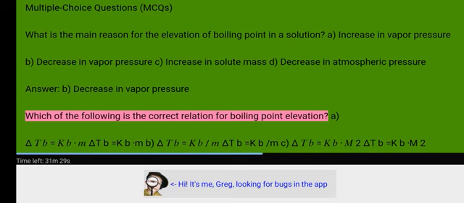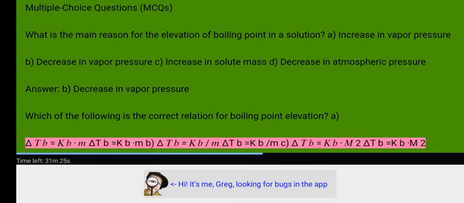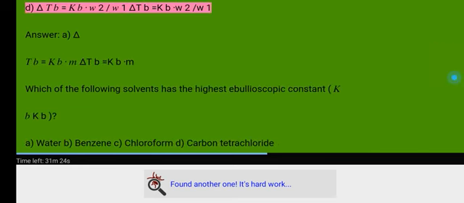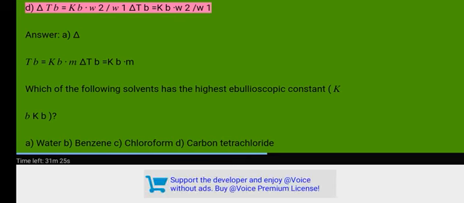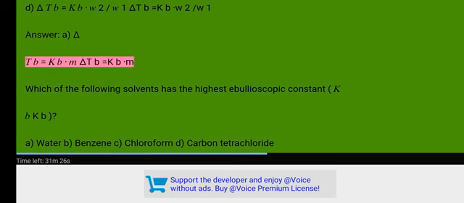Which of the following is the correct relation for boiling point elevation? A. Delta Tb equals Kb times m. B. Delta Tb equals Kb per m. C. Delta Tb equals Kb times M2. D. Delta Tb equals Kb times W2 W1. Answer: A. Delta Tb equals Kb times m.